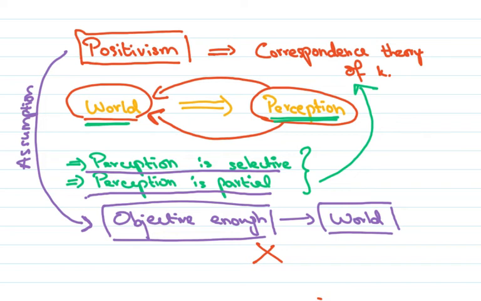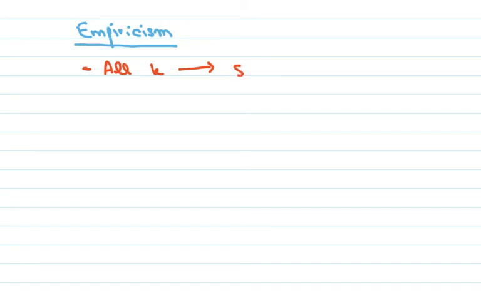Right, now we'll move to discussing another epistemological position, which is somewhat related to that of positivism, but is nonetheless different, which is something that we call empiricism. Now, empiricism is the assumption that all knowledge is derived from sense perception.